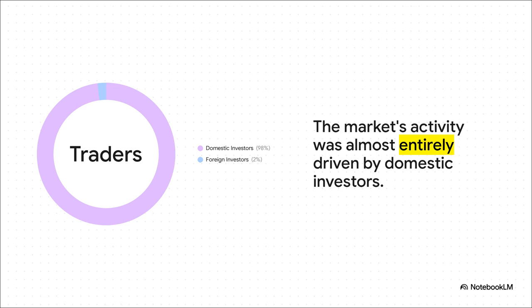So, who was spending all this cash? Well, this chart makes it incredibly obvious. A whopping 98.3% of all that trading came from domestic or local investors. Foreign investors, they were just a tiny 1.7% sliver of the pie. This tells us a huge part of the story. Today's market mood was almost completely a local affair.